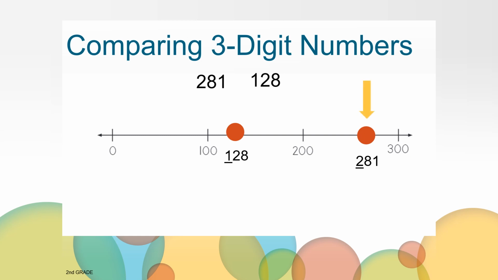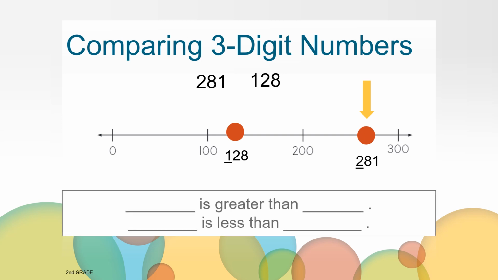That's right, 281. It's farther along the number line, closer to 300. It also has more hundreds than 128, so it is the greatest number. We could make these true statements about these two numbers when we compare them. 281 is greater than 128, or we could also say 128 is less than 281. Using your understanding of place value will help you compare numbers and figure out which is greater.